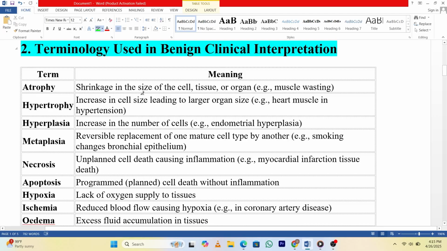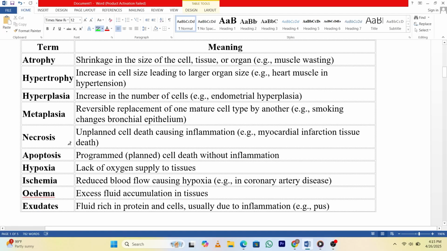Term, meaning: Atrophy, shrinkage in the size of the cell, tissue, or organ, e.g., muscle wasting. Hypertrophy, increase in cell size leading to larger organ size, e.g., heart muscle and hypertension. Hyperplasia, increase in the number of cells, e.g., endometrial hyperplasia. Metaplasia, reversible replacement of one mature cell type by another, e.g., smoking changes bronchial epithelium.